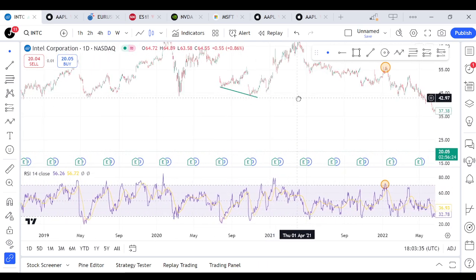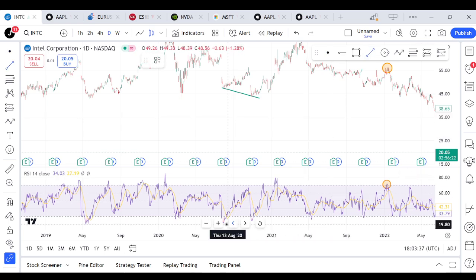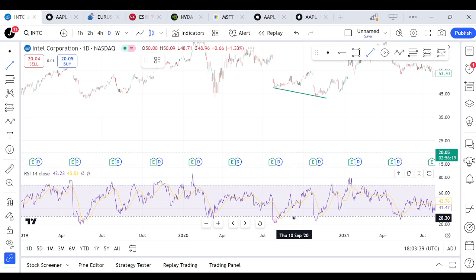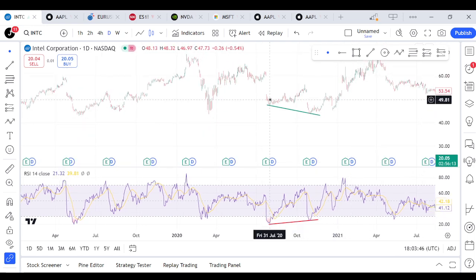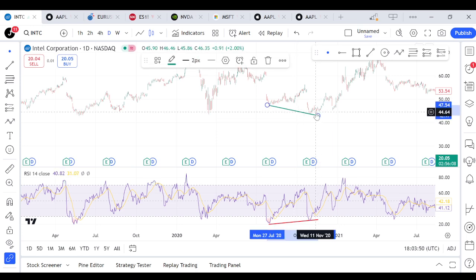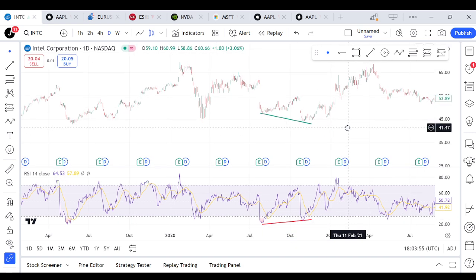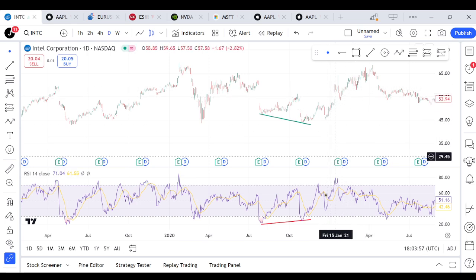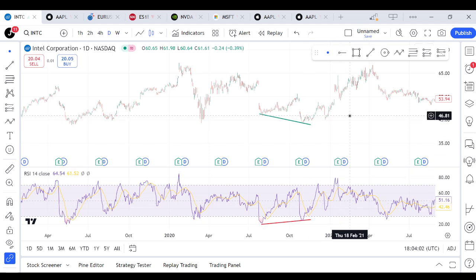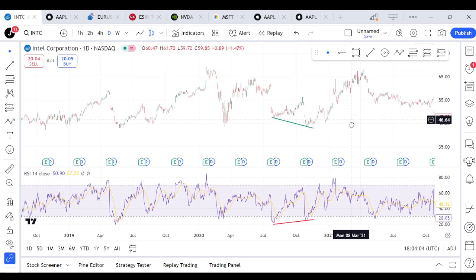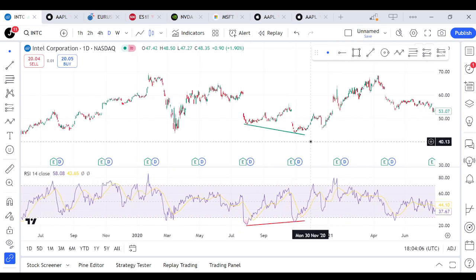You can see the RSI here making higher lows right here, but we have price making lower lows right here. So this signals that this is a bullish divergence, and we should be looking for upward movements as indicated by the RSI or the momentum indicator. So as you can see here, this is a bullish divergence, and we should be looking for an upward push.